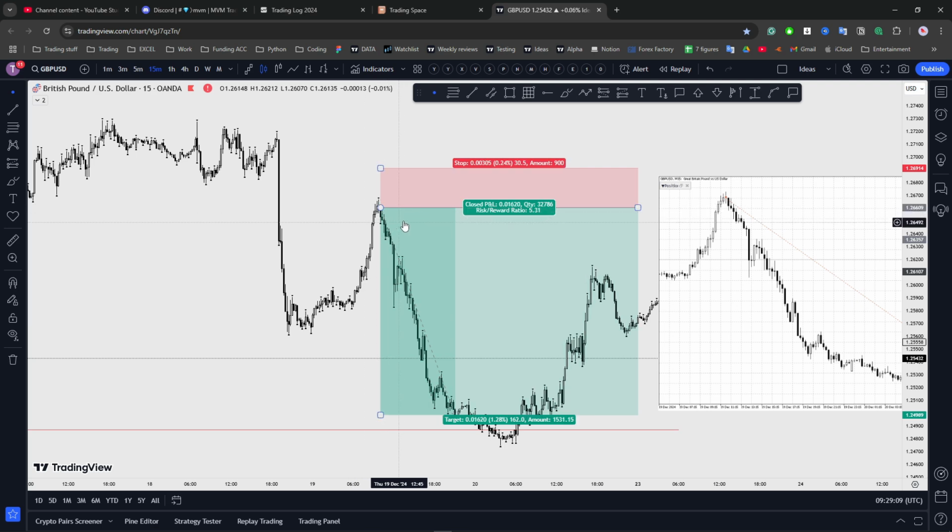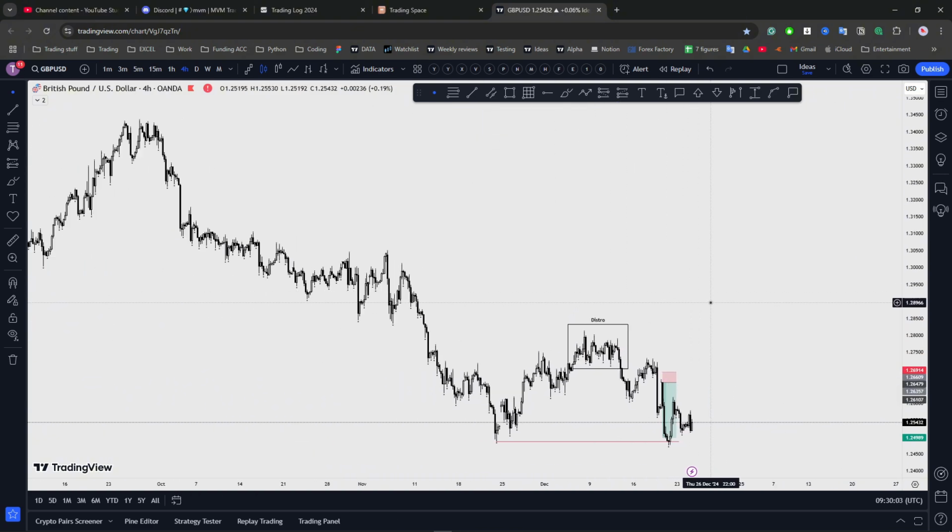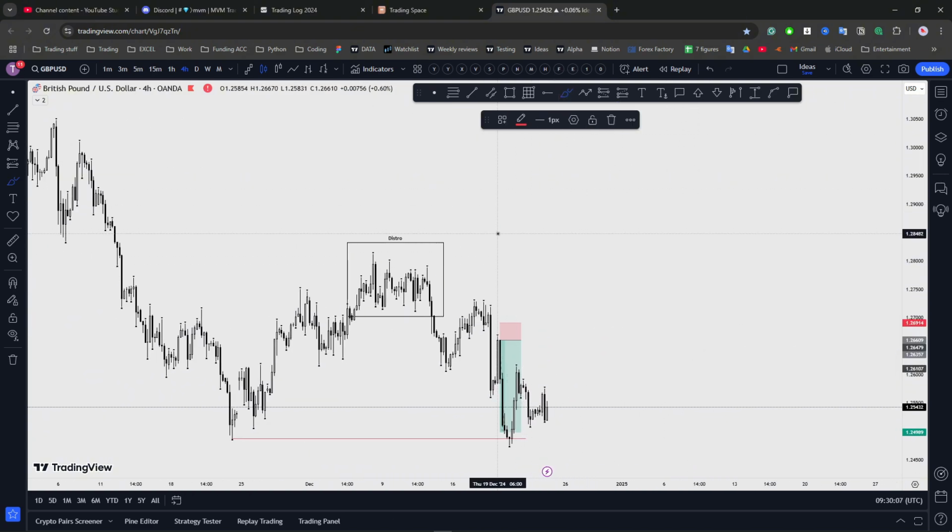Well, it's actually not rocket science. If we go to the higher time frame, we will see why I basically take a trade. Quick recap, I'm trading the MVM system, which stands for manipulation, volume, and momentum. I try to simplify my trading system into basically 3 simple steps, 3 simple things.